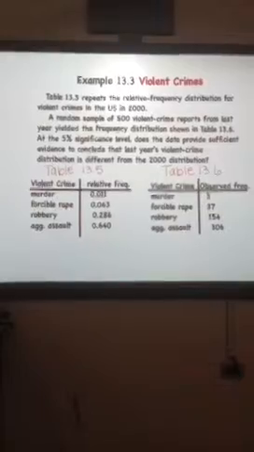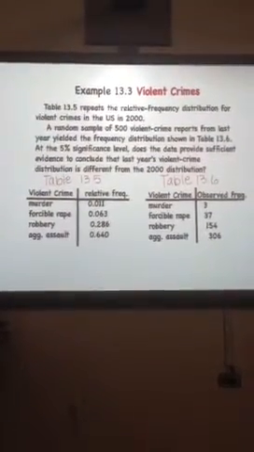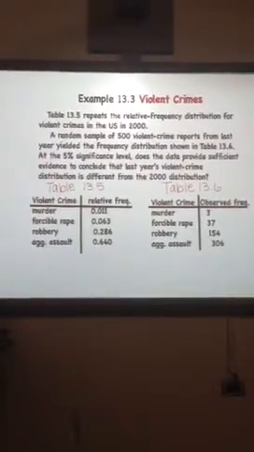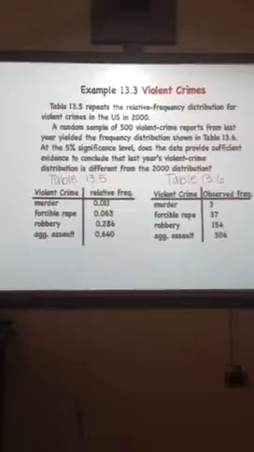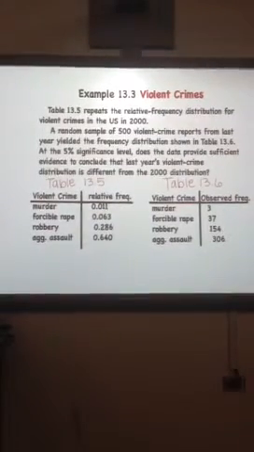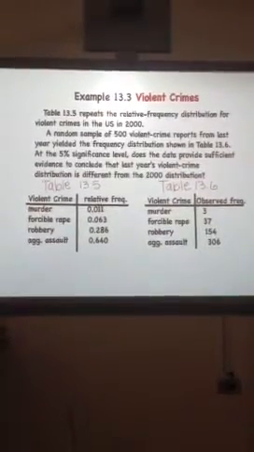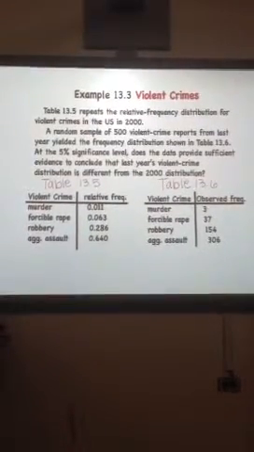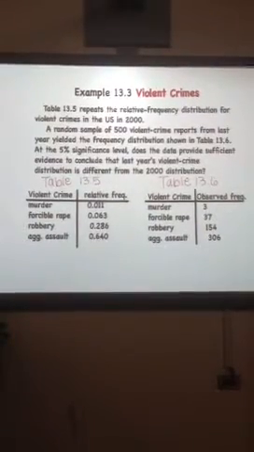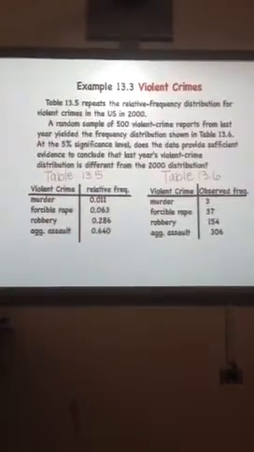Example 13.3. Violent crimes. Table 13.5 repeats the relative frequency distribution for violent crimes in the U.S. in the year 2000. A random sample of 500 violent crime reports from last year yielded the frequency distribution shown in 13.6. At the 5% significance level, does the data provide sufficient evidence to conclude that last year's violent crime distribution is different from the 2000 distribution?